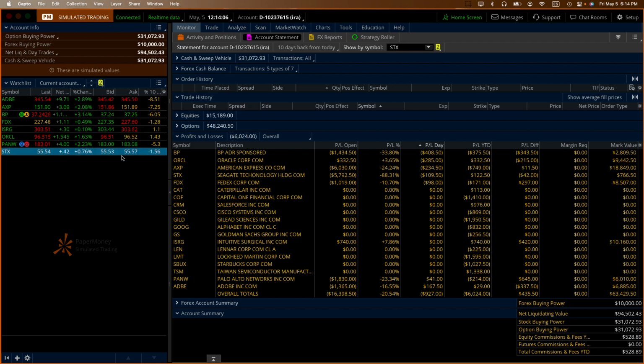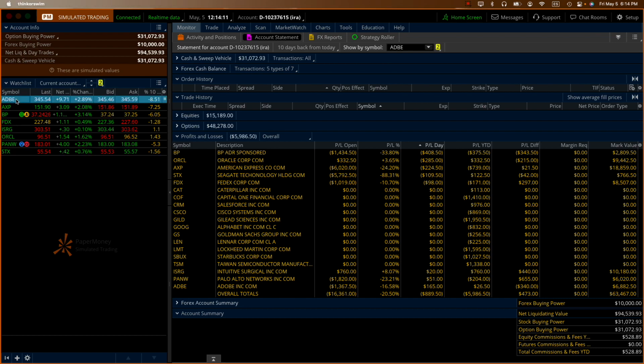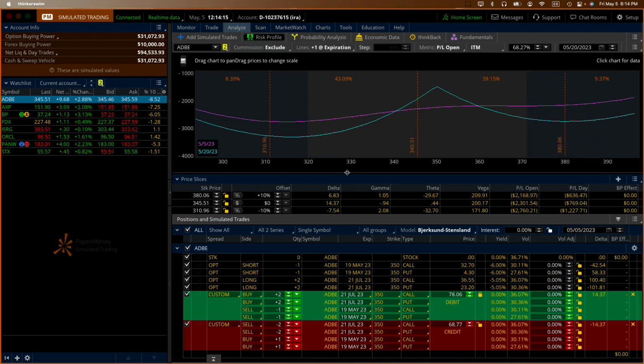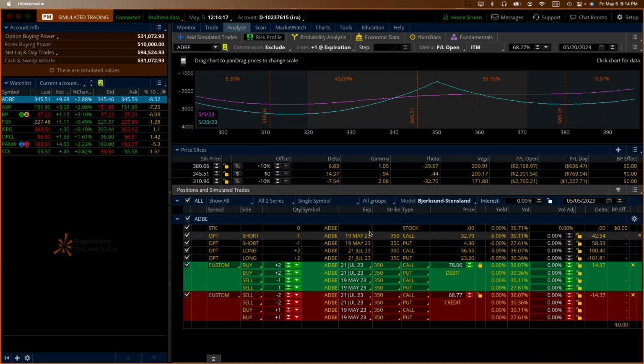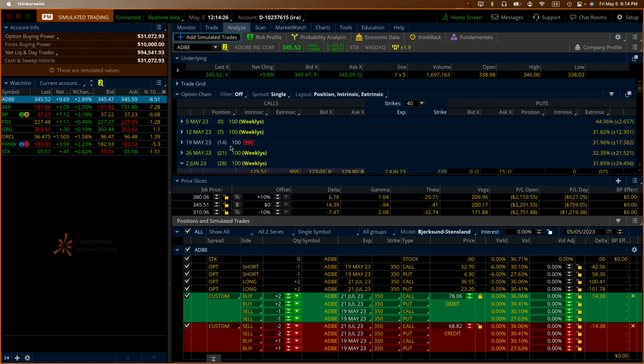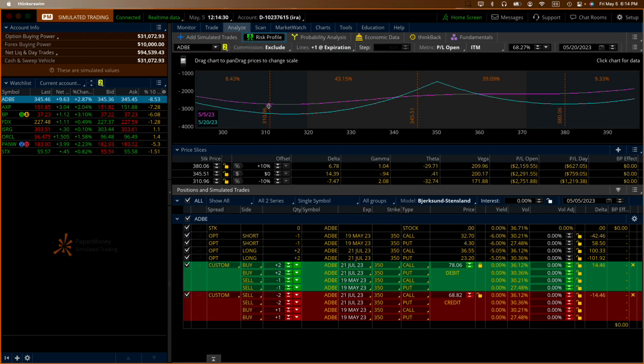Let's take a look at our trades here to see what needs adjustment, starting with Adobe. Let's go to the Analyze tab and here we are. First thing we need to see is the next expiration is May the 19th, and how many days from today? You can look it up here, 14 days. So no need to hurry on that one.